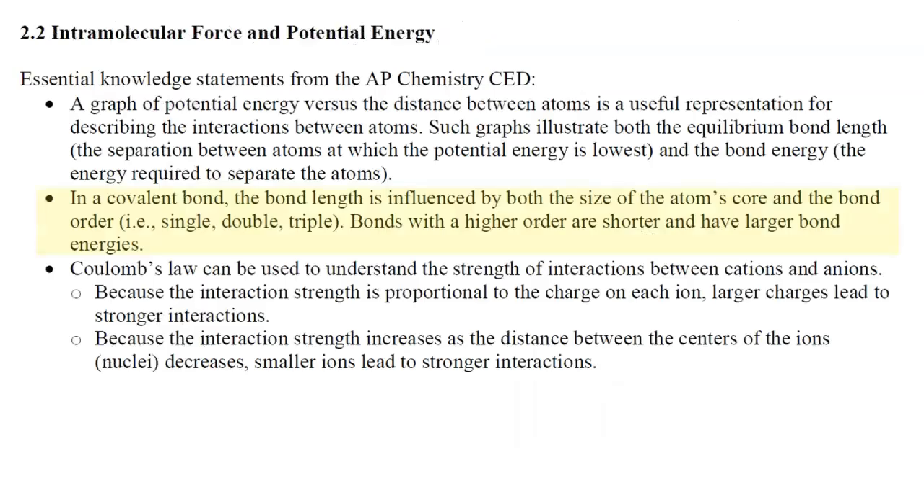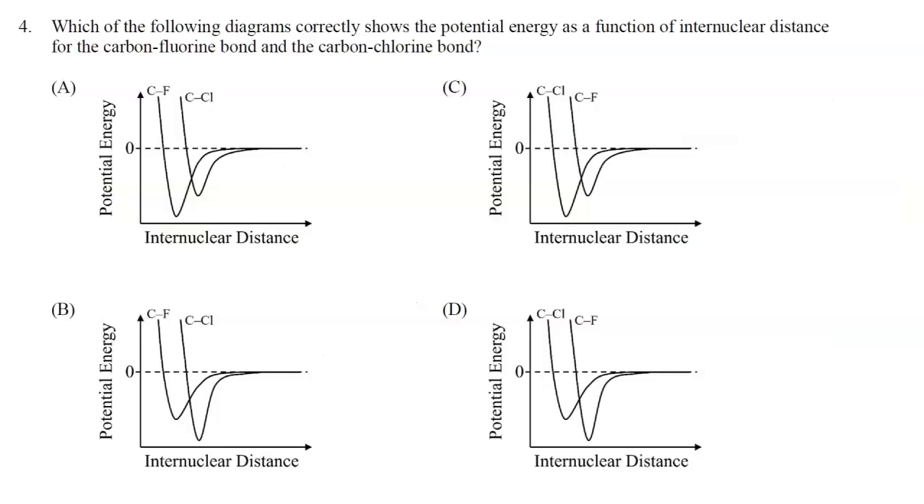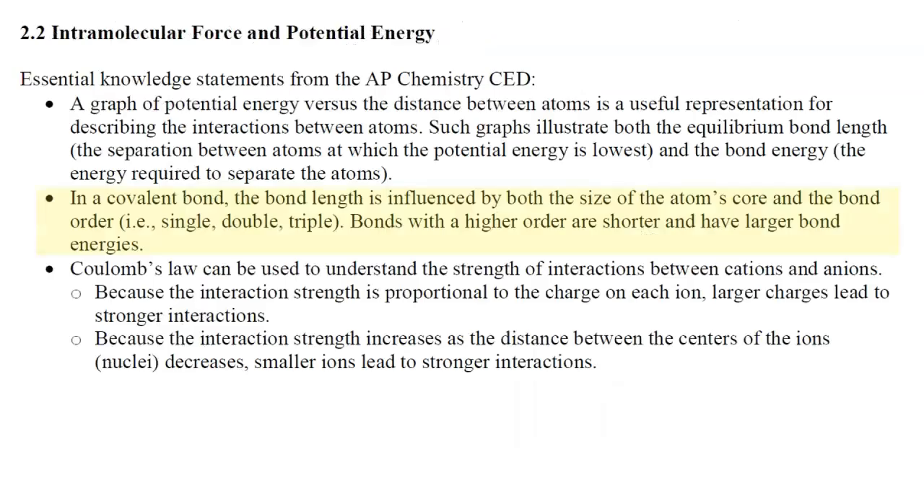I'll remind you of some information about topic 2.2. So on this slide, you can see I've highlighted that in a covalent bond, the bond length is influenced by both the size of the atom's core and the bond order, that is, single, double, and triple. Now, in this question, we're not comparing a single bond with a double bond, but we are comparing a carbon-chlorine bond with a carbon-fluorine bond. So the size of the atom is going to affect the properties of that bond.